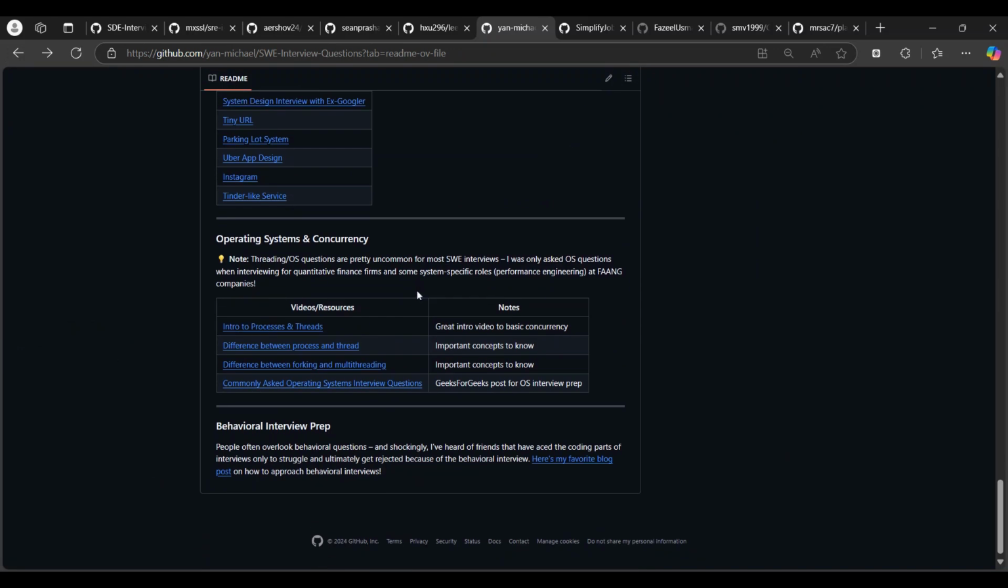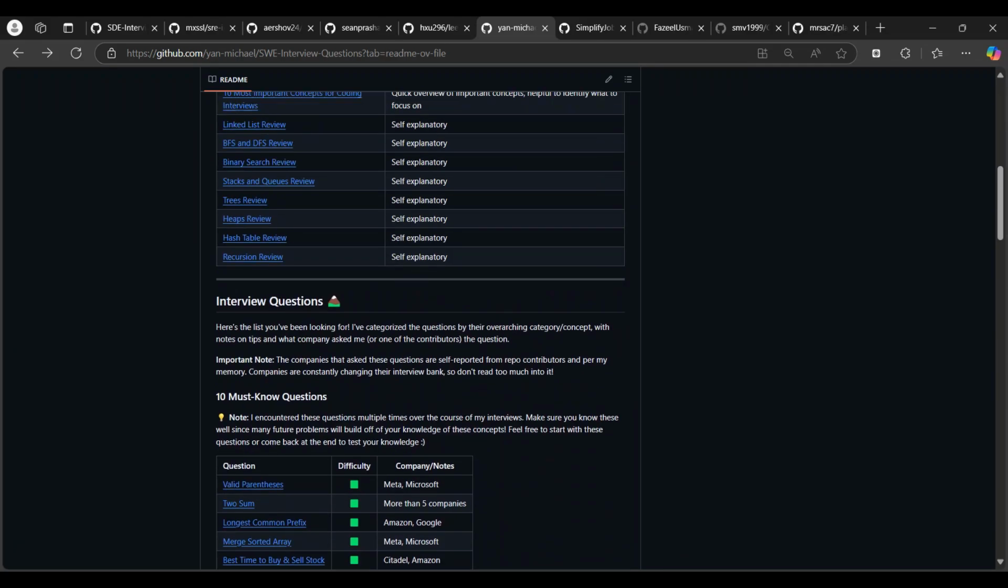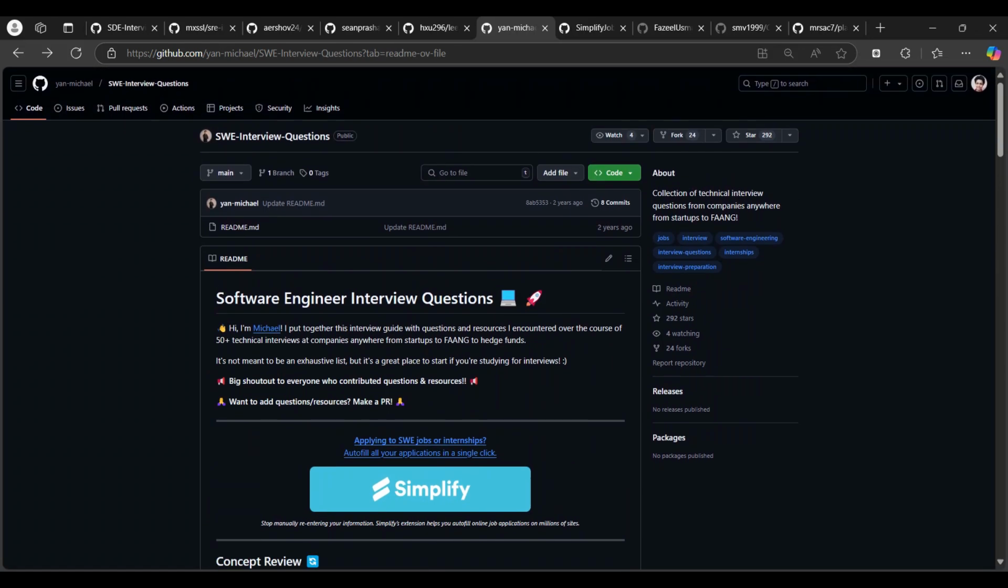Similarly for operating systems, ideas and concurrency. I guess you get the idea of what this GitHub repo is all about. So spend some time in these GitHub repositories that I am sharing. Okay, moving forward to the next GitHub repo.